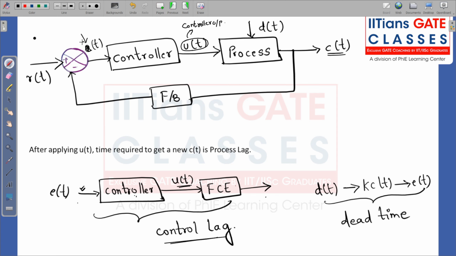So new controller output, why will you get? If there is some change in error signal. Now why will there be any change in error signal? If there is some change in your output, means your actual output. Okay, so then you will get that. Okay, so after applying u of t, whatever is the time required to get new c of t is called as process lag. Okay.